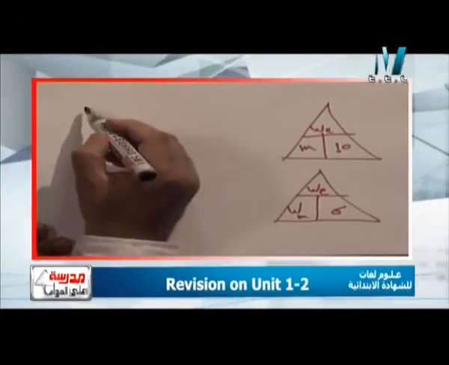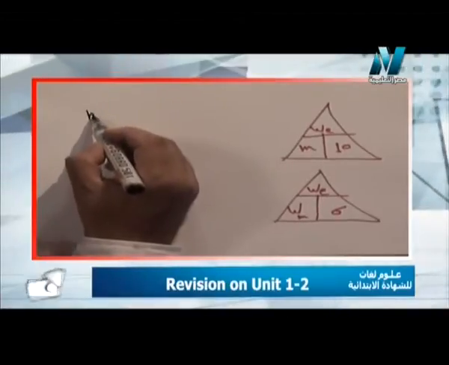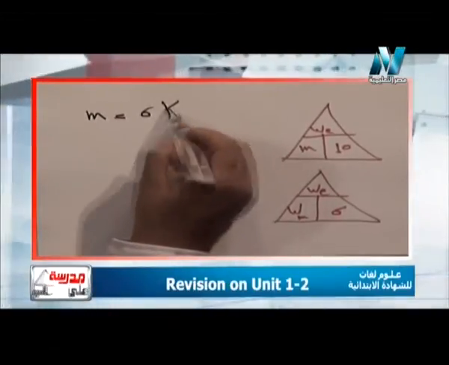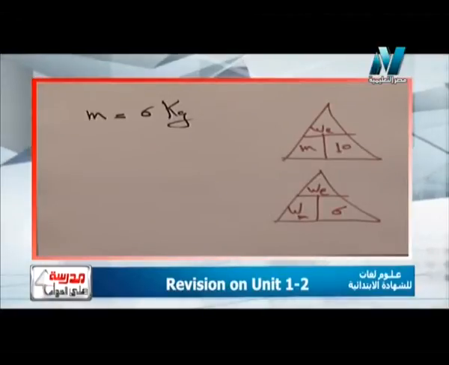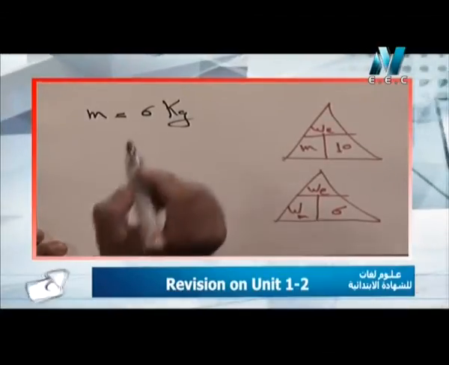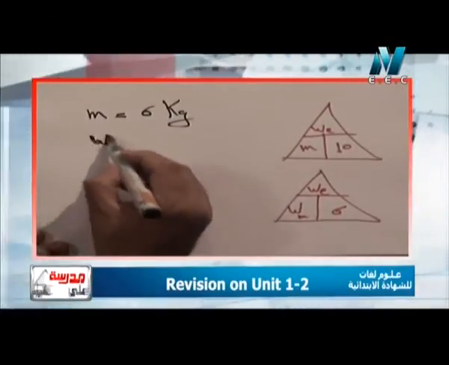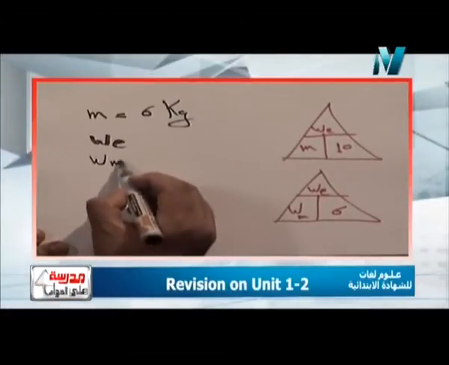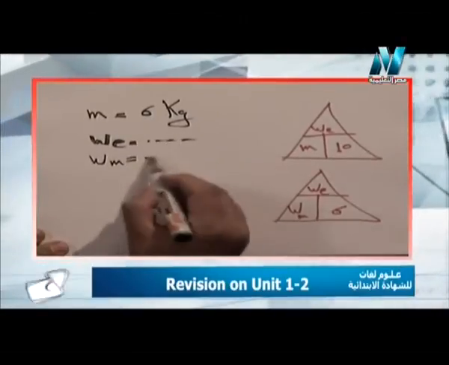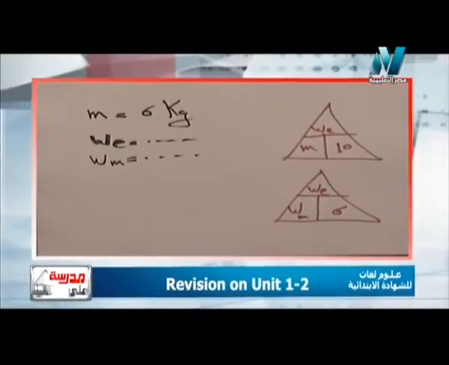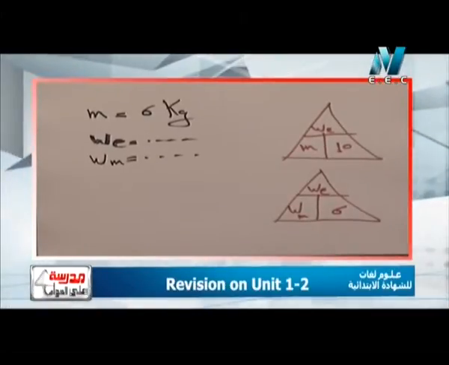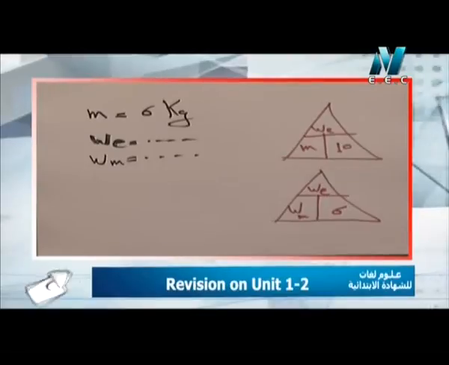So, it gives me one piece of information only. The mass equals 6 kilograms. It needs us to calculate both the weight on the surface of the Earth and the weight on the surface of the Moon. So I don't have the weight on Earth and I don't have the weight on the Moon. So to find the weight on the Earth, which do I choose from these two rules?